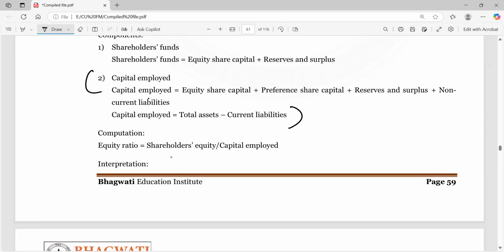And most importantly, listen, this needs to be discussed because this will come while solving questions also. Capital employed can be calculated using two methods. One is quite straightforward: equity share capital, preference share capital, reserves and surplus plus non-current liabilities. The other method is to take total asset and subtract the current liability, because current liability is not a part of long-term capital employed. It is a short-term liability. So ignore that. These are the two formulas that you can use for calculating capital employed.